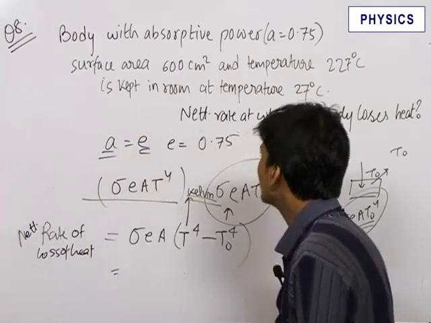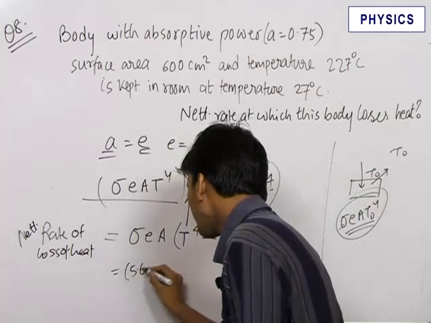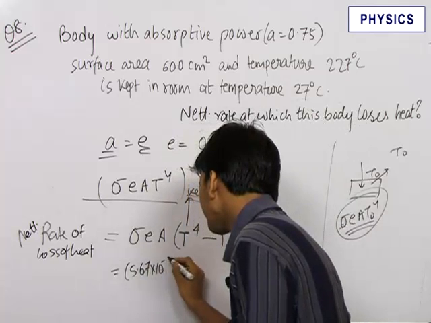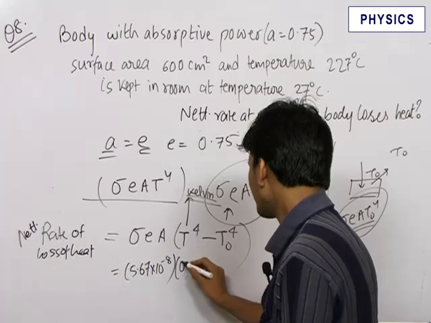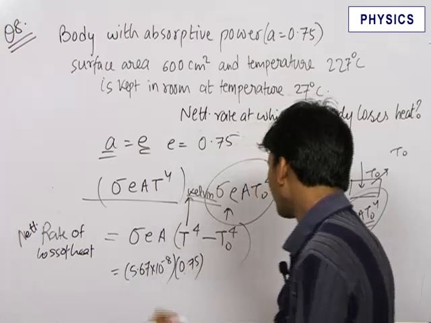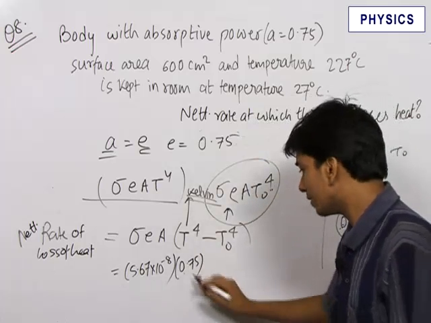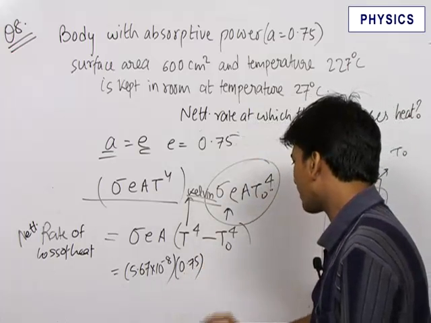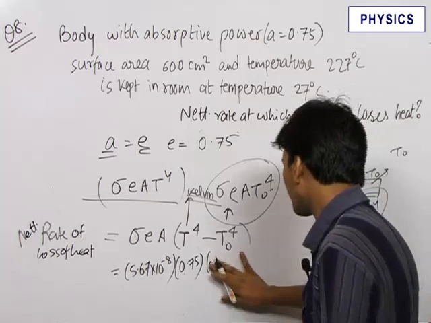This is equal to, the value of sigma we already know, 5.67 into 10 raised to minus 8. The emissivity of the object is 0.75. Mind you, emissive power and emissivity are two different things. So the emissivity is equal to 0.75. The area is given to be equal to 600 into 10 raised to minus 4.